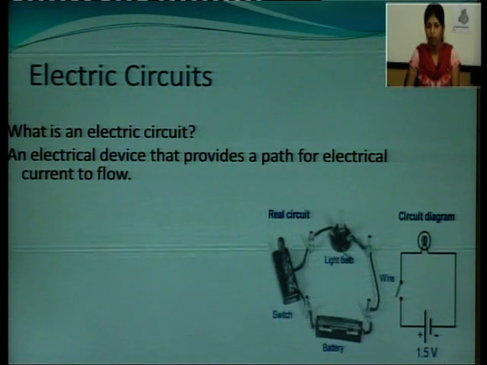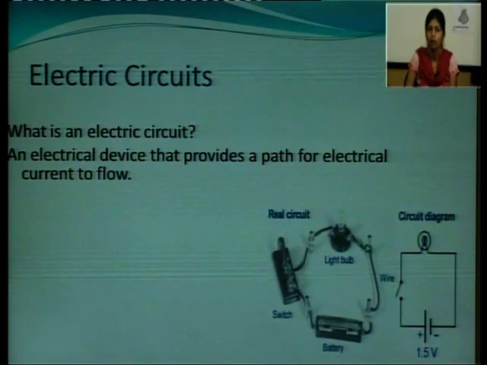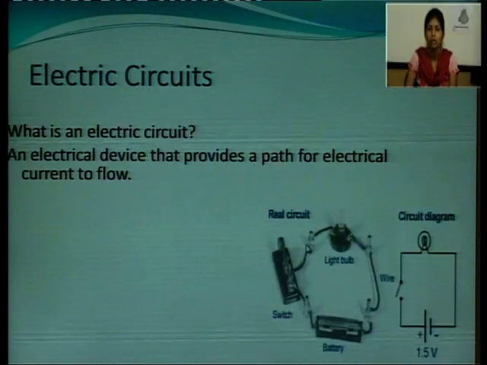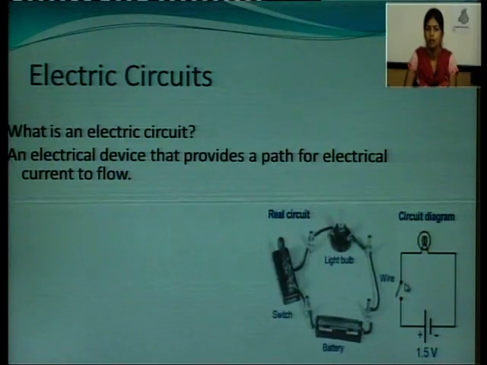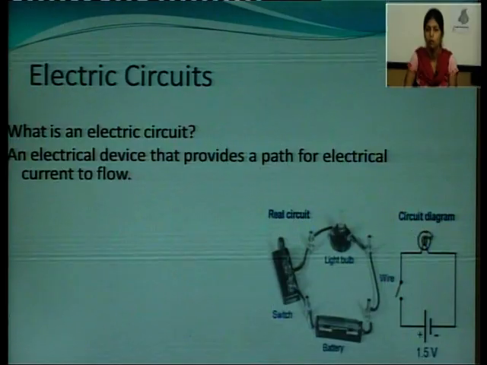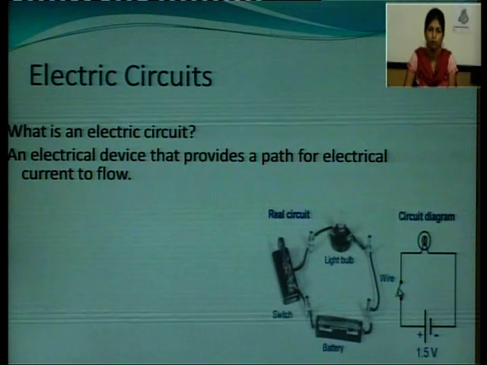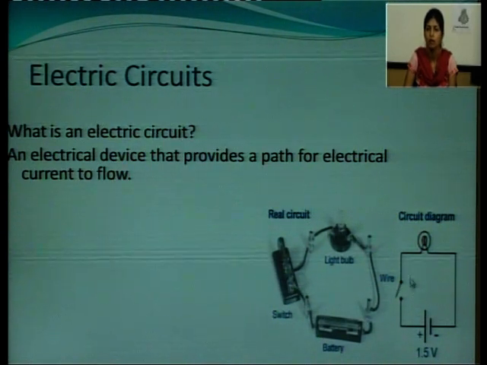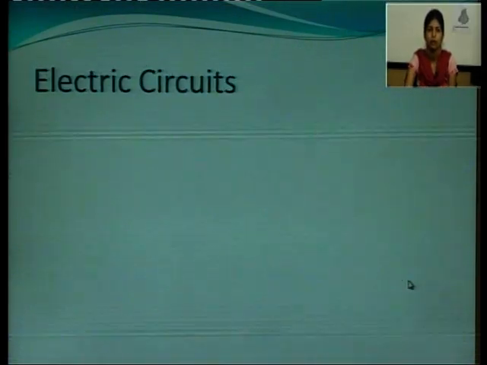So, this is a real circuit in which a bulb is connected to a battery through a switch. So, these are the wires which are carrying the current. So, in this circuit, these wires are the conductors because these are carrying the current. So, this is a circuit diagram. This symbol shows the bulb, which is connected through a battery and a switch. Now, when this switch is open, no current will flow, and when this switch is closed, then the current will flow through the circuit. So, this is a complete electric circuit.